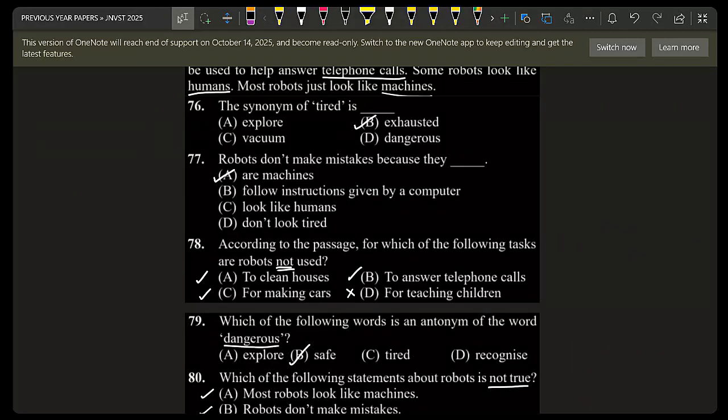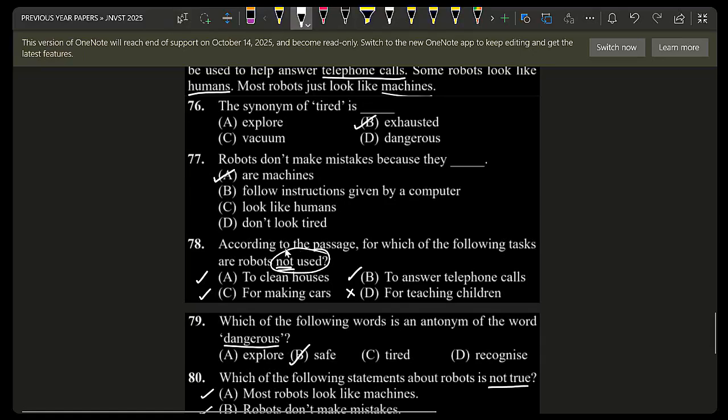Rutvik, what is your doubt? The 78th one, sir. According to the passage, A, B, C, they are mentioned in the passage, sir. Yes, mentioned. That means they are used for that purpose. They are asking for the one not used for that purpose. Okay? You're not reading the question clearly.